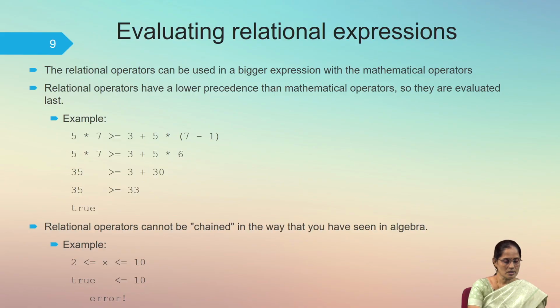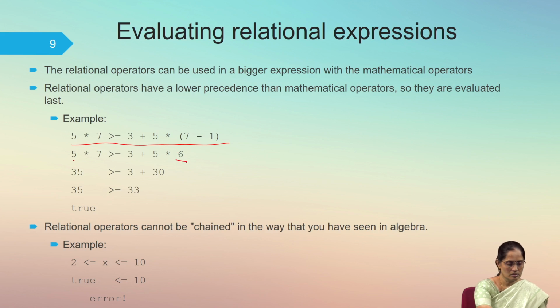Say for instance, if we take an example like this: 5 * 7 >= 3 + 5 * 7 - 1. Always remember the parenthesis operator will have more priority, so that will be executed first to get the value 6. Then the asterisk and division operators will be executed. So we get 35 >= 3 + 30, again because it is also a multiplication operator.